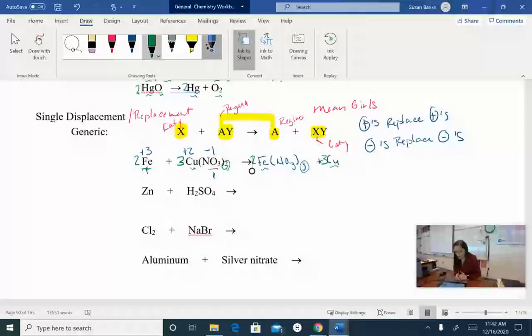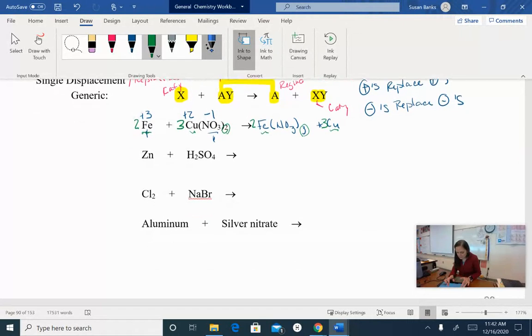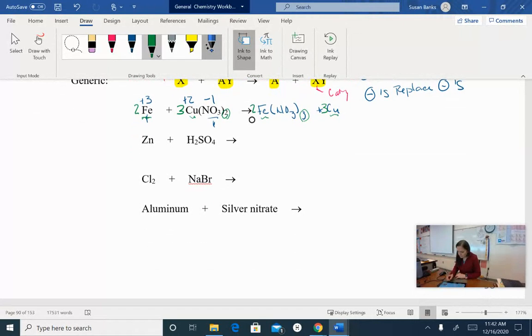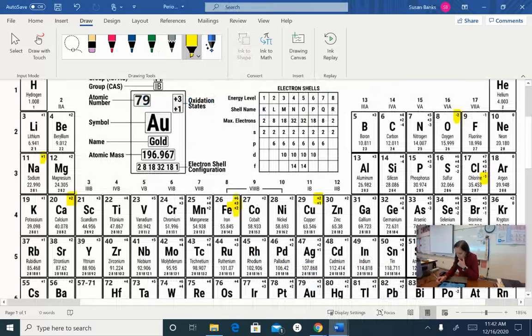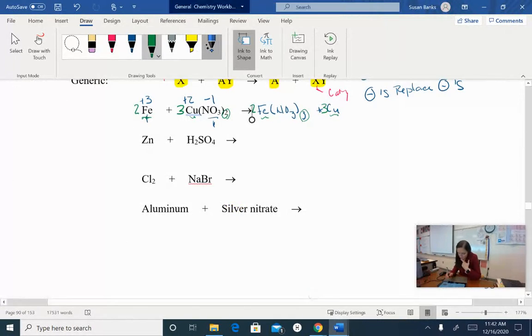Okay? So let's look at this next one. Zinc. I have zinc. What charge can zinc acquire? A +2. Okay, so zinc is going to acquire a +2 charge.